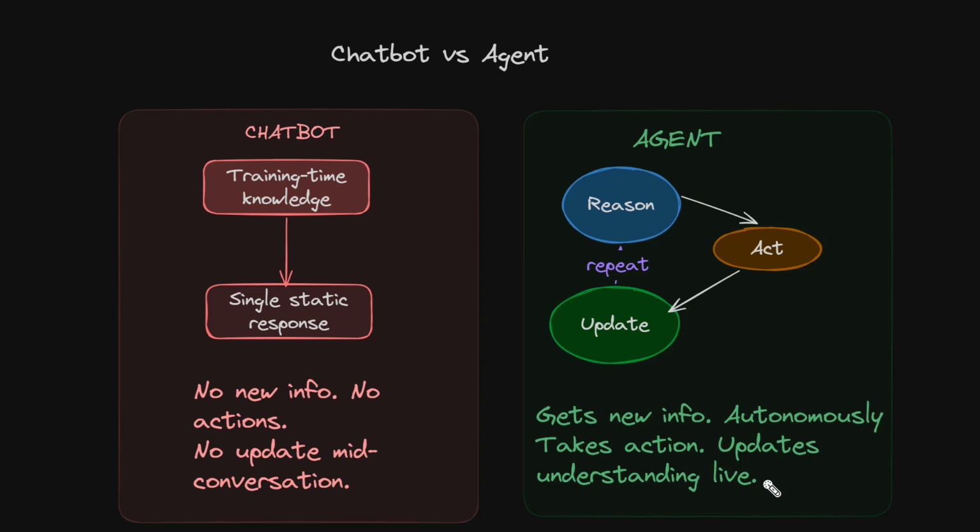So, next time you use an AI agent, writing code, booking a meeting, researching something, remember what's running underneath. Your request goes in, the model reasons. If it needs help, it acts. The result comes back, it reasons again. So, reason, act, update, repeat. That loop is running every single time. And honestly, the loop is why AI agents keep getting more capable.